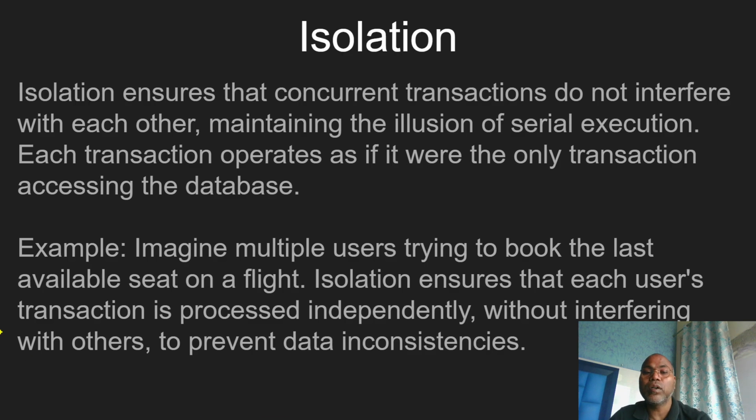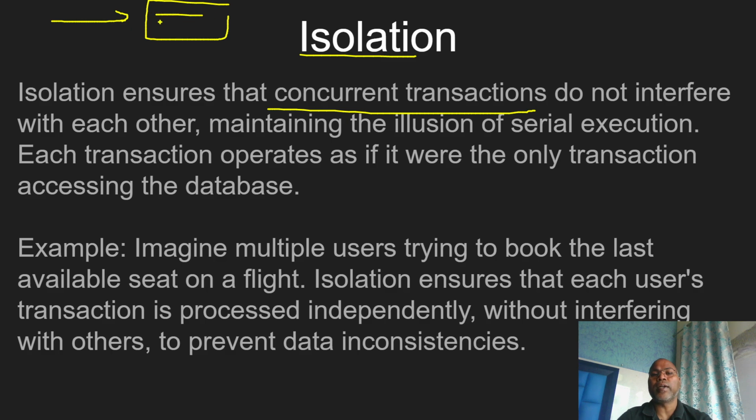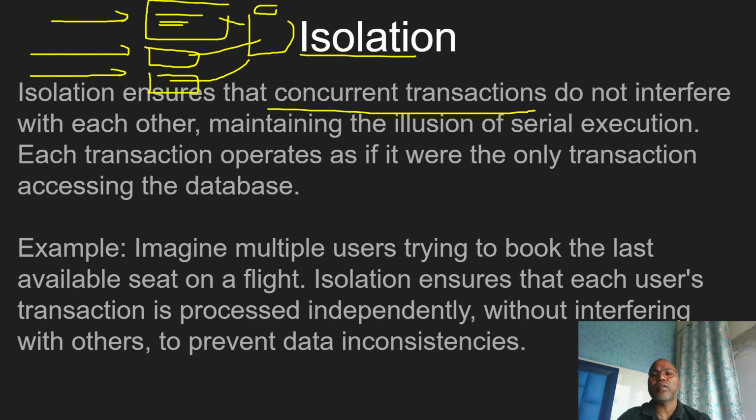So let's talk about isolation. What do you mean by isolation? Here it ensures the handling of concurrent transactions. What do you mean by concurrent? Let's say one transaction comes and is updating my database system. At the same time, multiple transactions can be initiated, each updating something, and each is one transaction. So concurrent means multiple transactions are initiated at the same time.